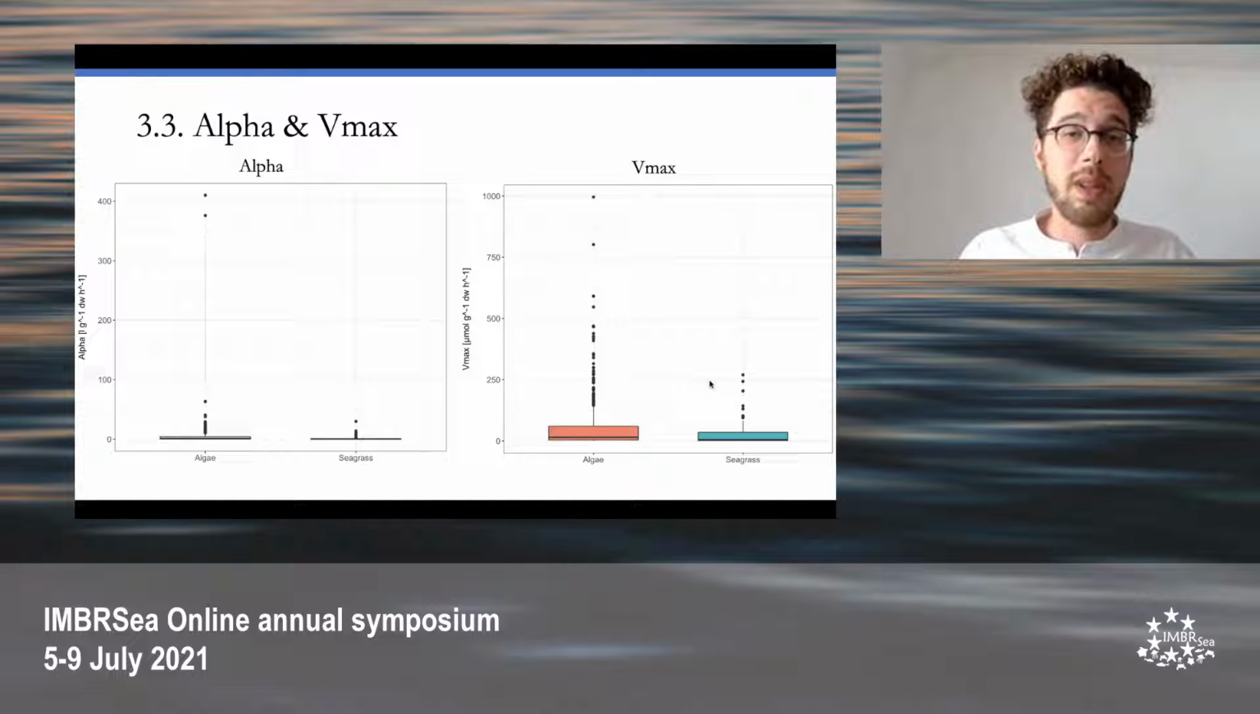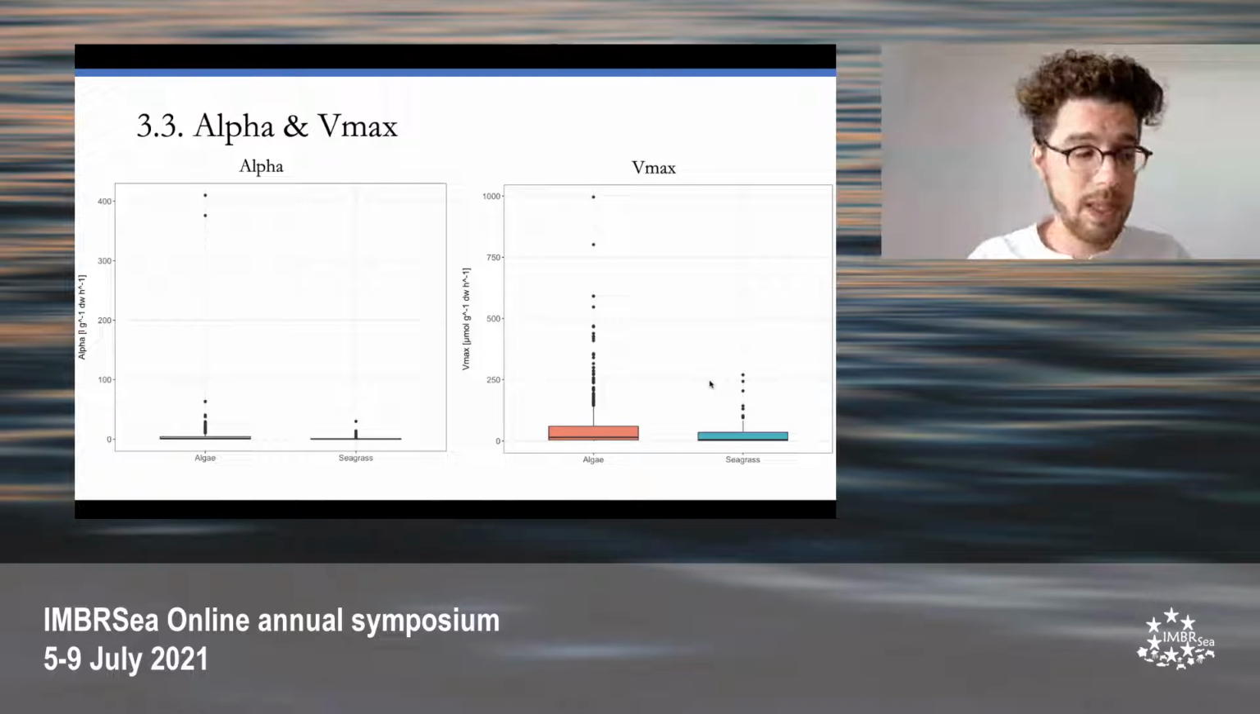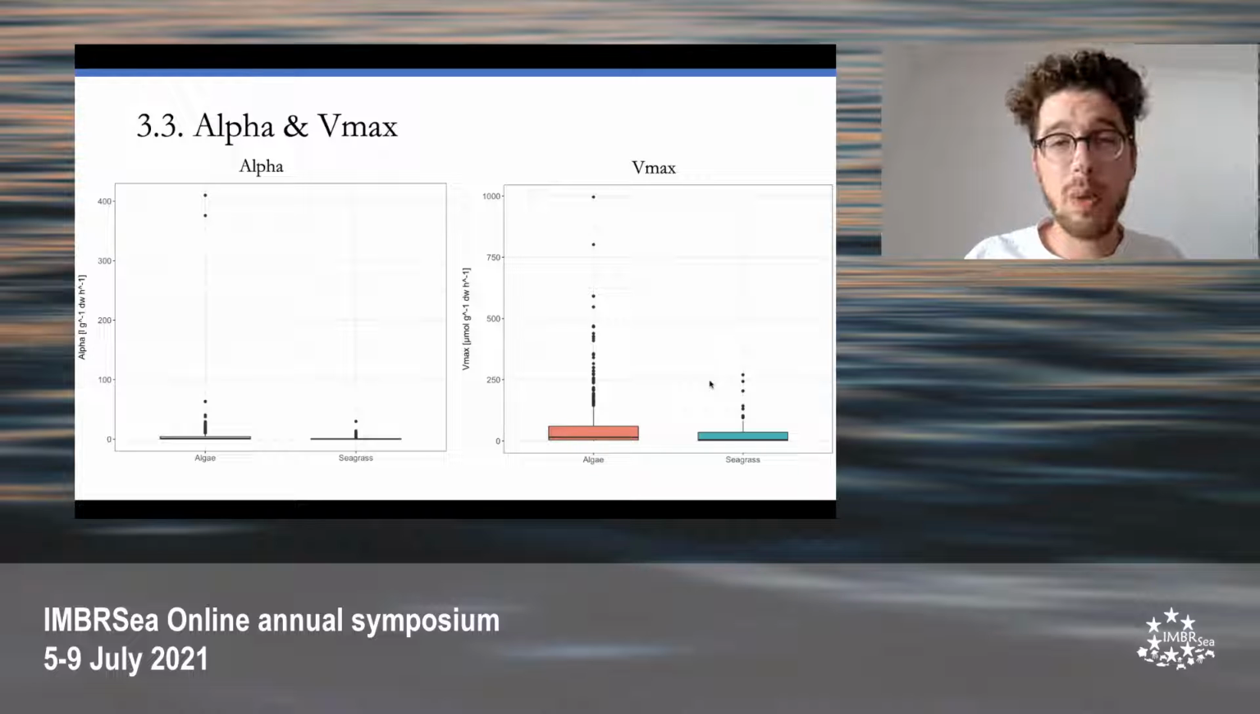Here, the values of our interest, alpha, the slope, and Vmax, the maximum uptake rate. As you can tell from both graphs, our data is highly skewed. We have big outliers. And for the purpose of this presentation, I will now continue with log transform data only.